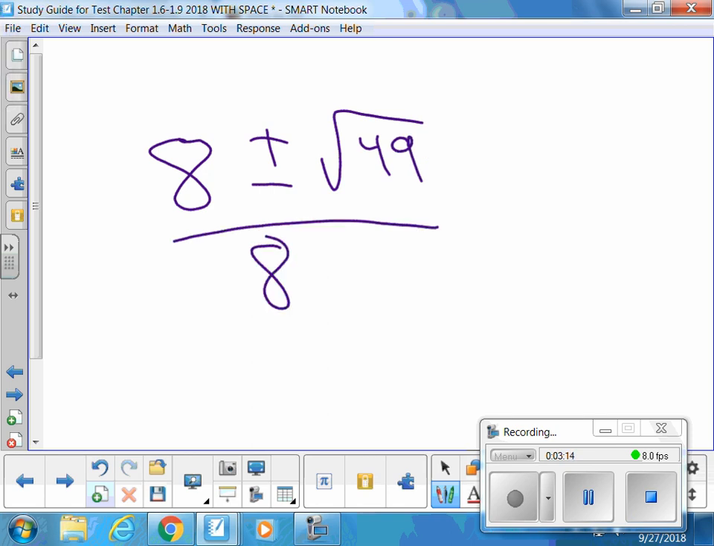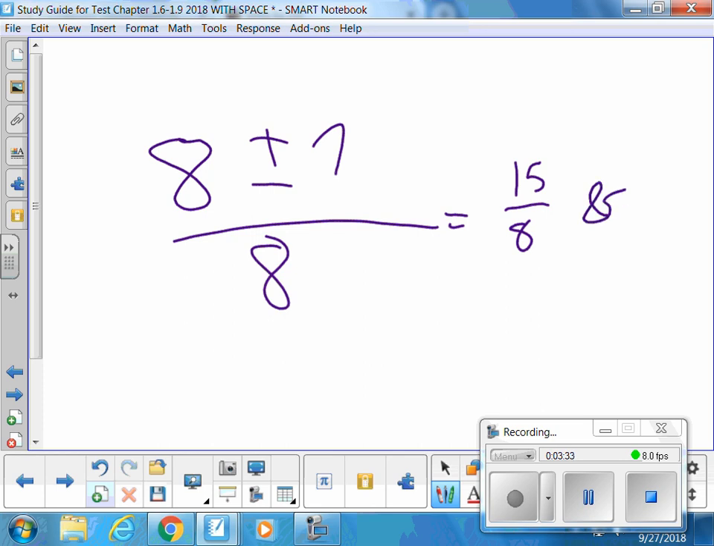So at this point, you're like, hot dog, that's a perfect square. What's the square root of 49? 7. That makes our life very easy to finish this problem off. What is 8 plus 7? 15. So you're going to want to do 15 divided by 8 for your first answer. And you can do a decimal if you'd like. And then what is 8 minus 7? 1 over 8 is your other answer.